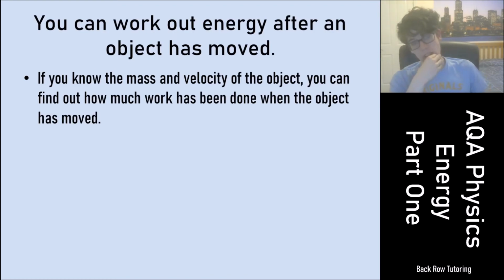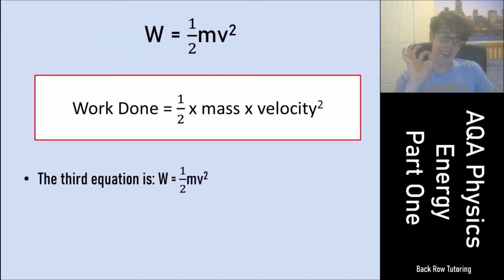Okay, so you can work out energy after an object has moved. If you know the mass and the velocity of the object, you can find out how much work has been done when the object has moved. Our next equation which you need to learn is work done is equal to half the mass multiplied by the velocity squared. W equals half mv squared. Work done, again, that's measured in joules because it's an energy. Mass is measured in kilograms and velocity is measured in meters per second.